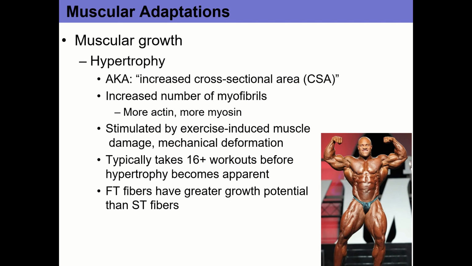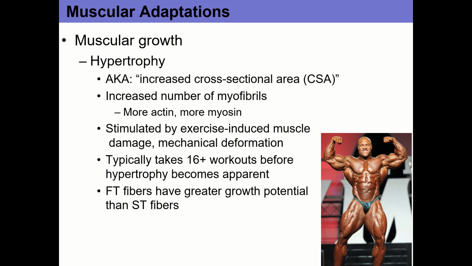So another term you'll see for that is increased cross-sectional area. The cross-sectional area is the diameter of the muscle. A larger muscle has a larger diameter, and so it has increased cross-sectional area, which is abbreviated CSA. So anytime you see CSA, it's referring to cross-sectional area.